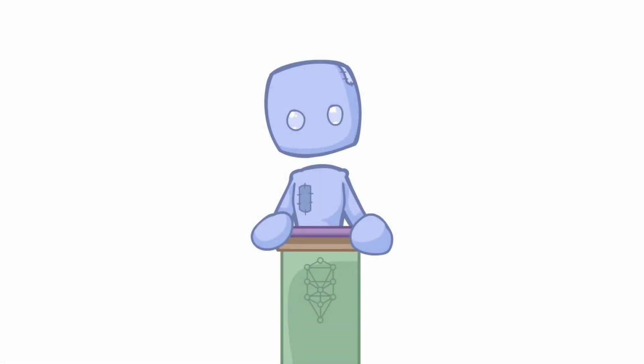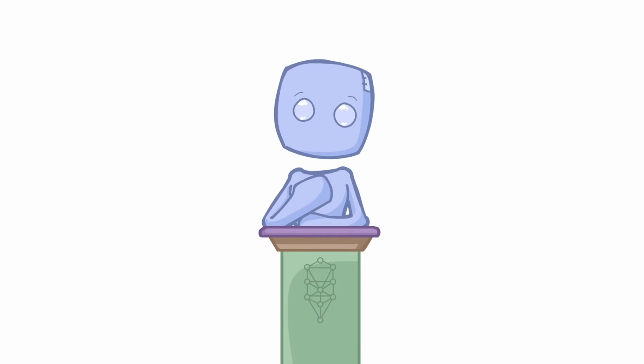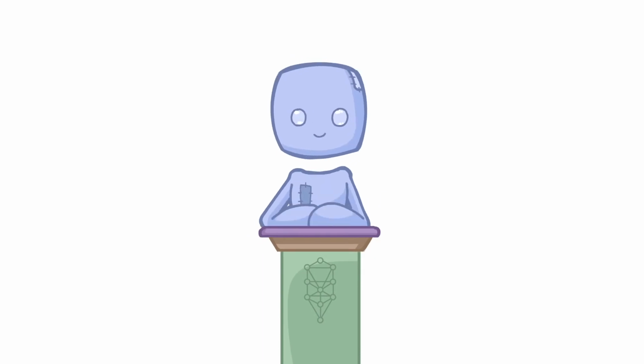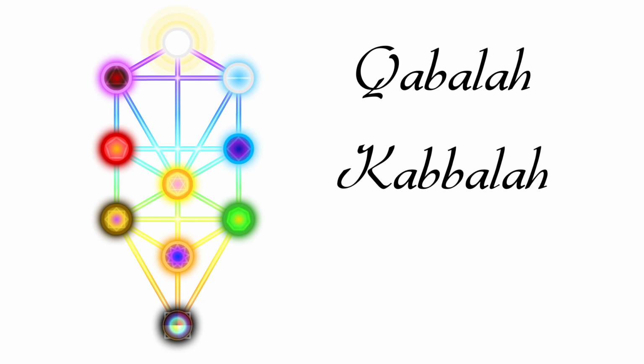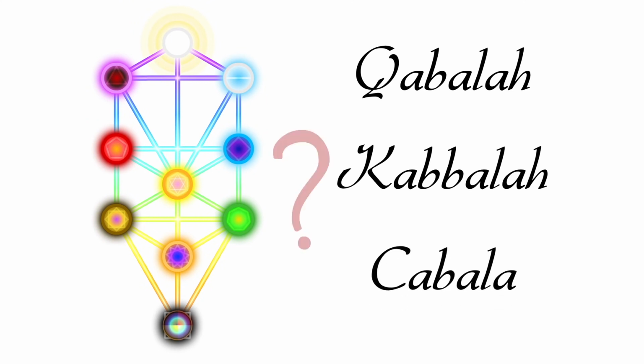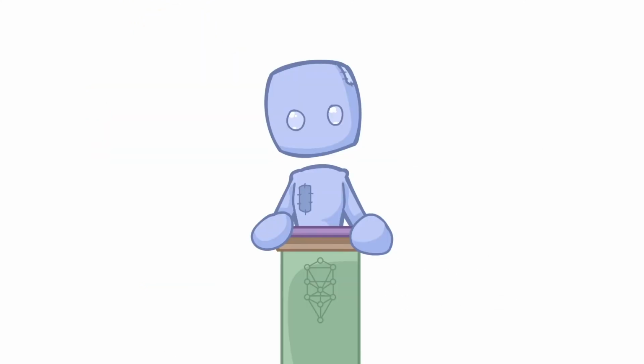Okay, so moving on, let's get clear now about the translation and spelling in English of the word Kabbalah. There are several different versions that you might be familiar with. There is Kabbalah with a Q, the one that we've been using. There is also Kabbalah with a K and Kabbalah with a C. So why is that? Well, it's interesting.